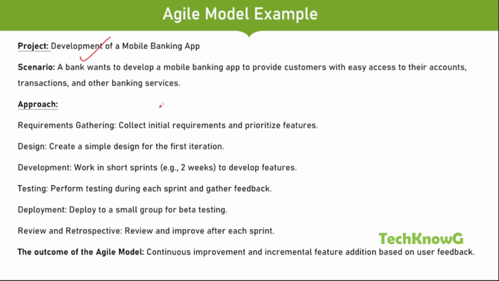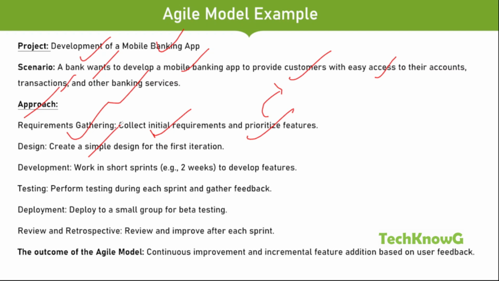Example: development of a mobile banking application. A bank wants to develop a mobile banking app to provide customers with easy access to their accounts, transactions, and other banking services. The approach they follow starts with requirement gathering: collect initial requirements and prioritize the features, meaning which features need to be developed first.